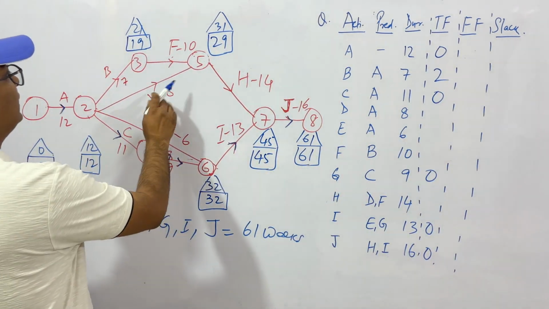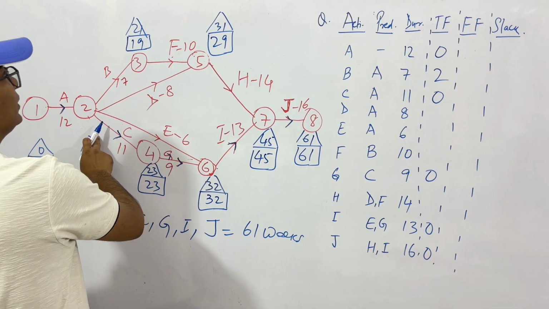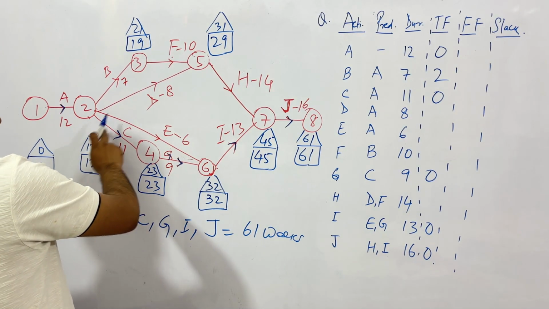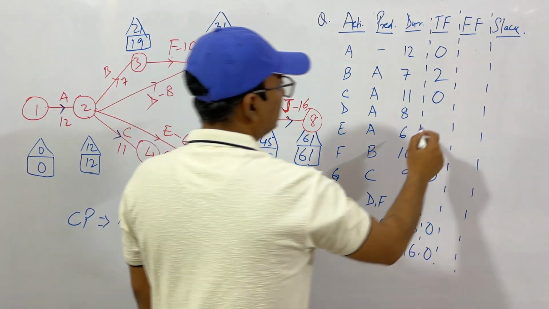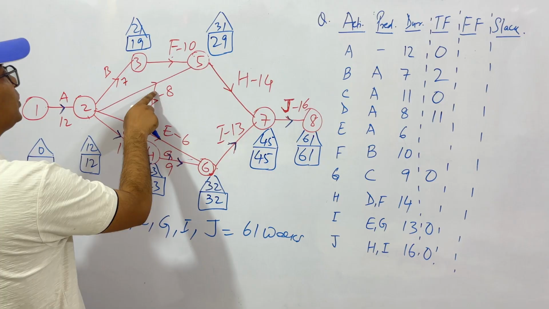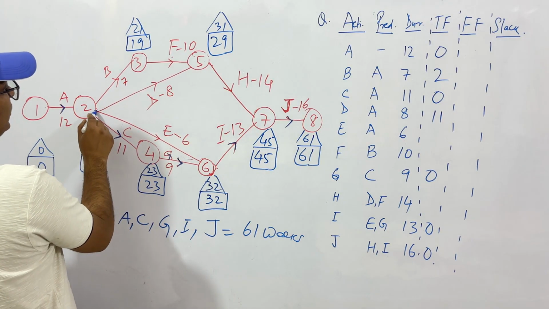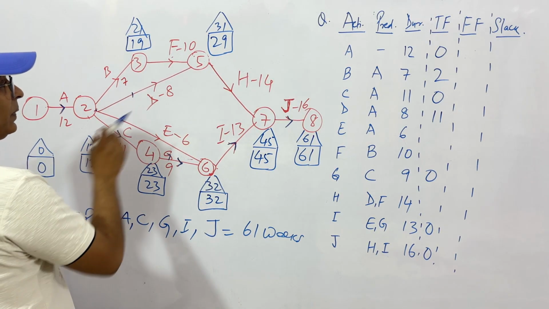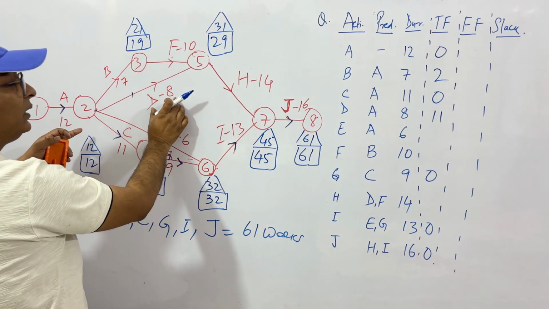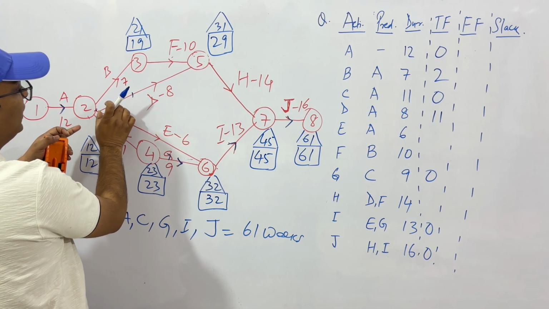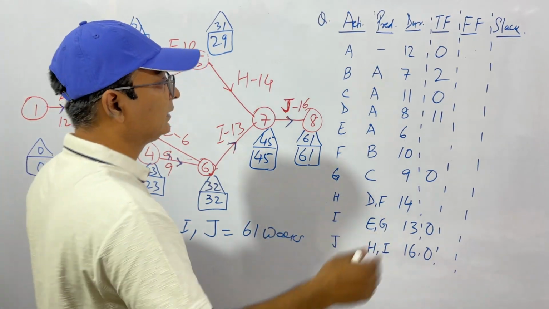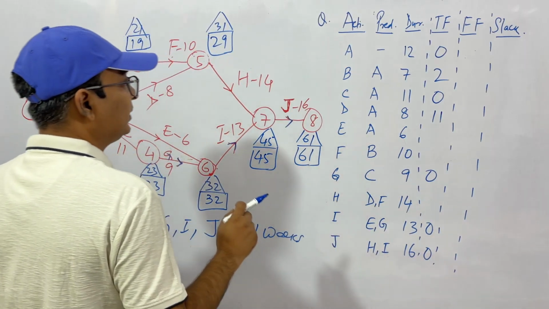Then D. See, 31 minus 12. 31 minus 12 is 19. And 19 minus 8, 11. So this is 11. What is the meaning of this? This means that you can delay this activity by 11 days. You can start from here or after 11 days. Because you have a gap of 19 days and your activity takes only 8 days. So you can start from 0th day, 1st day, 2nd day, up to the 11th day. 11 is the maximum limit.